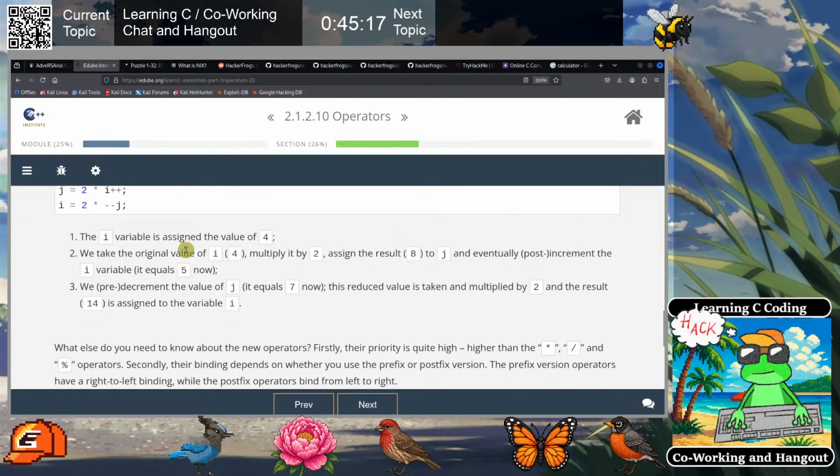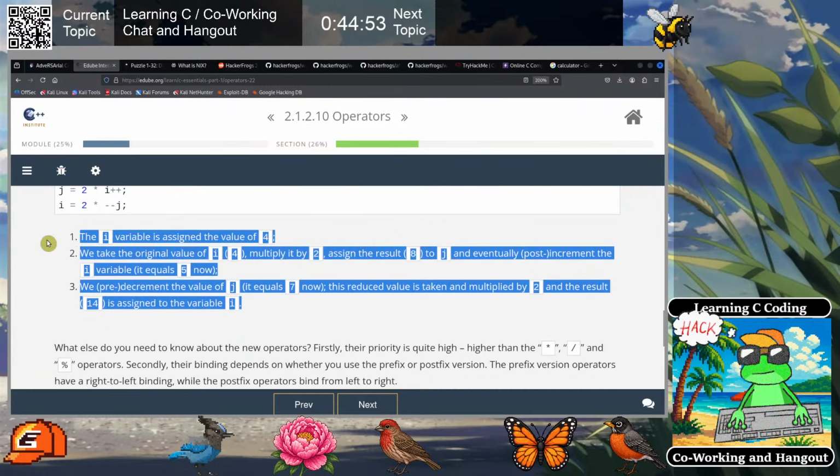So i, the variable, is assigned the value of 4. We take its original value of i, 4, and then multiply it by 2, and assign the result 8 to j, and eventually post-increment the i variable so it equals 5 now. We pre-decrement the value of j, it equals 7 now, and then the value taken is multiplied by 2, and the result 14 is assigned to the variable i. So I think we got it correct in this case.